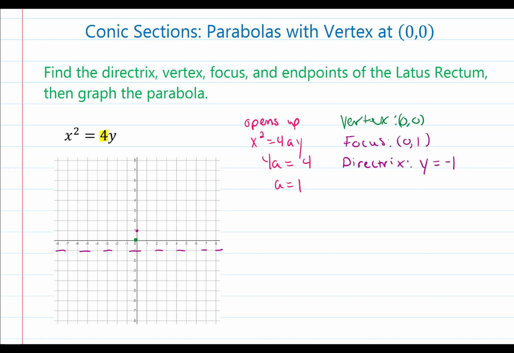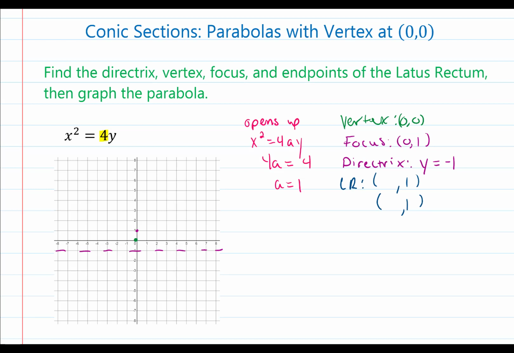Next, we need to find the endpoints of the latus rectum. The endpoints of the latus rectum in this case will be directly to the right and left of the focus because the parabola opens up. Based on that information, we know that the endpoints will share the same y-coordinate as the focus. Our goal now is to find the x-coordinates.